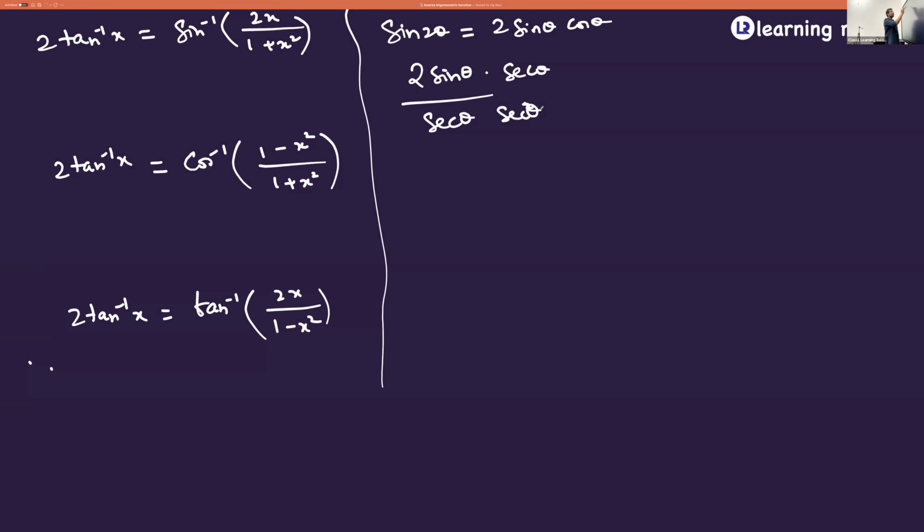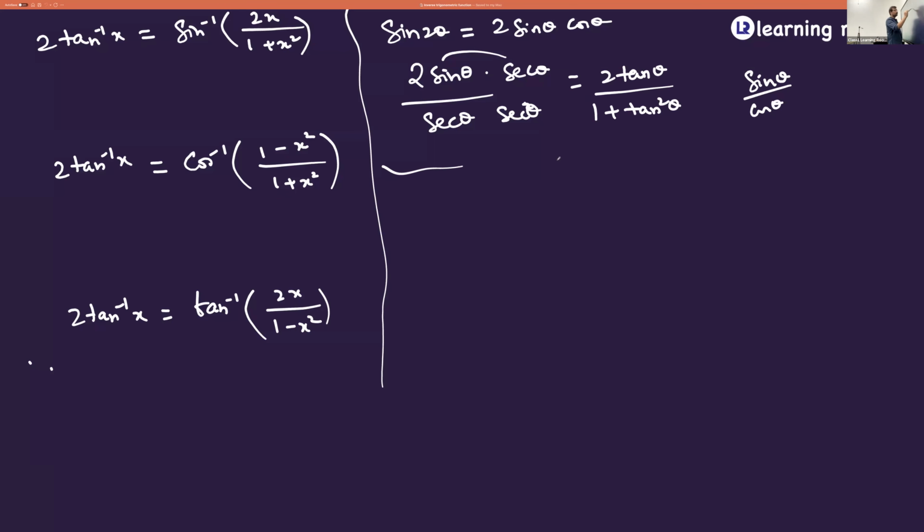So what did I get? 2 into sine theta into secant theta. What is it? Tan theta, because sine theta into secant theta means sine theta by cos theta. So this will become 2 tan theta divided by secant square theta. What is secant square theta? What is the relation? Secant square theta is 1 plus tan square theta. This is how it works. 2 tan theta divided by 1 plus tan square theta.